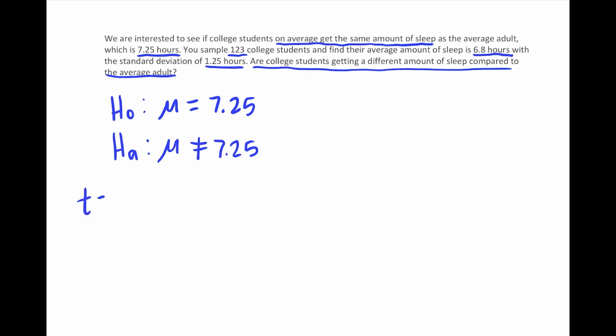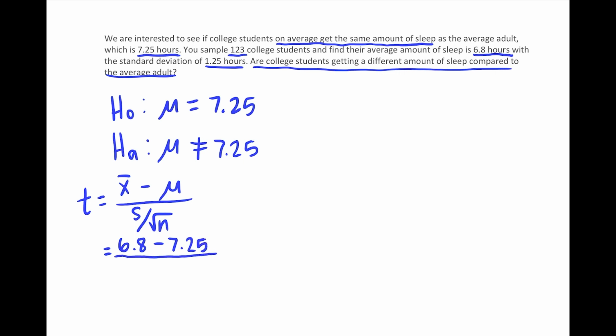Our t-statistic calculation is t equals x bar minus mu over s divided by the square root of n. Filling this in, x bar is our sample mean, here 6.8. Mu is the null hypothesized value, or the value from our null hypothesis, which is 7.25 hours. S is our standard deviation of 1.25 hours. And our n is our sample size, which is 123. Typing this into your calculator, you'd get that our t-statistic is negative 3.99.